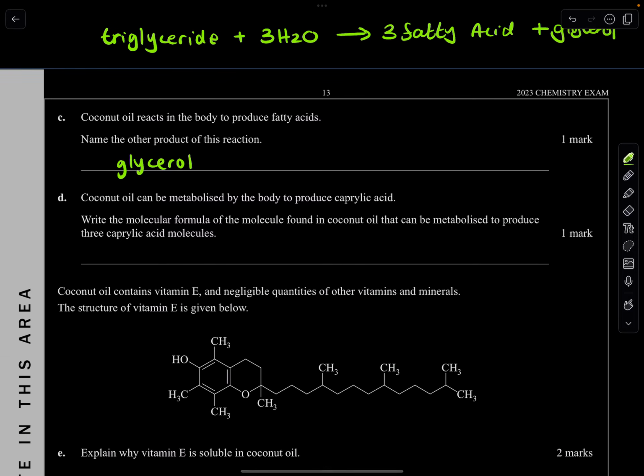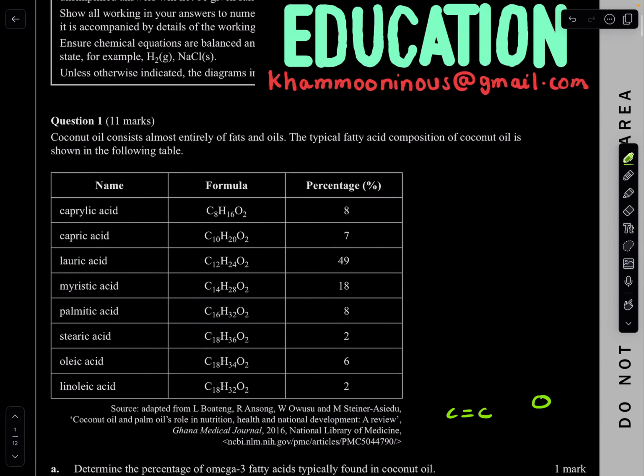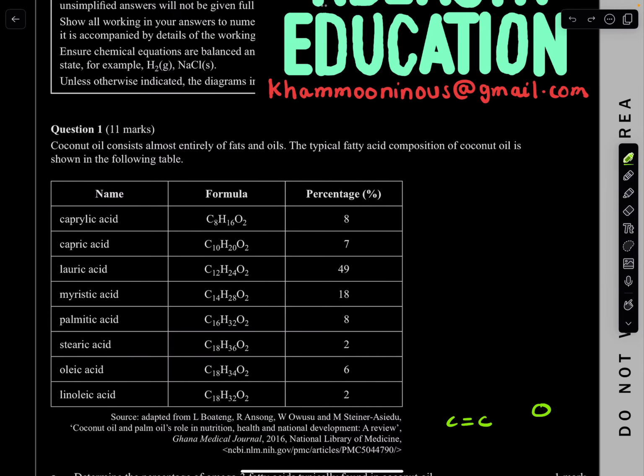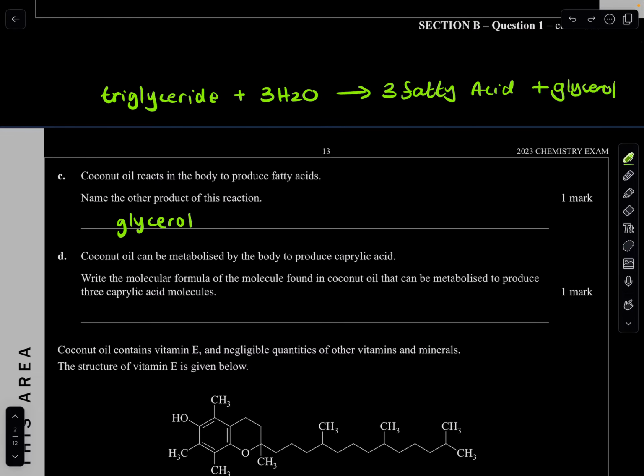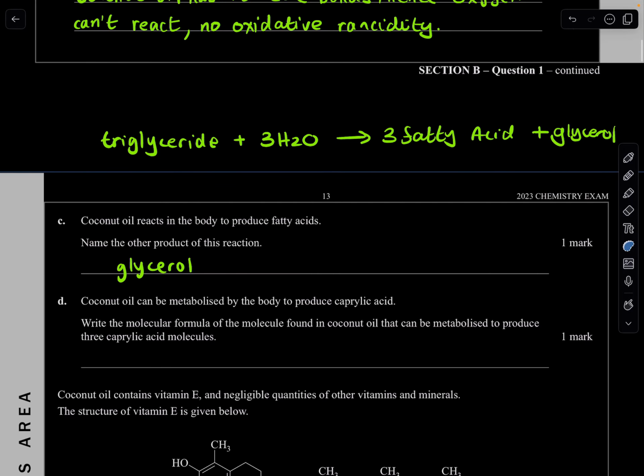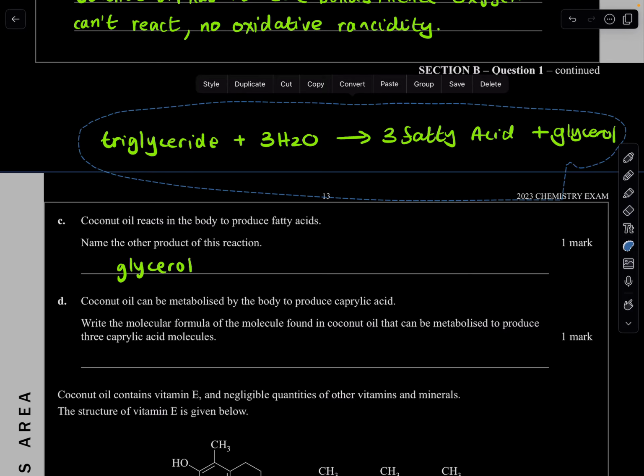Coconut oil can be metabolized by the body to produce caprylic acid, which is the first one. Write the molecular formula of the molecule found in coconut oil that can be metabolized, meaning broken down, to produce these 3 caprylic acid molecules. So they're telling us to write the molecular formula of the triglyceride. Remember, the triglyceride has both the glycerol backbone and those 3 fatty acids, which are caprylic acids. That's what we want to write. This is a little bit hard for a 1 marker because it takes some time. Let's think about it.